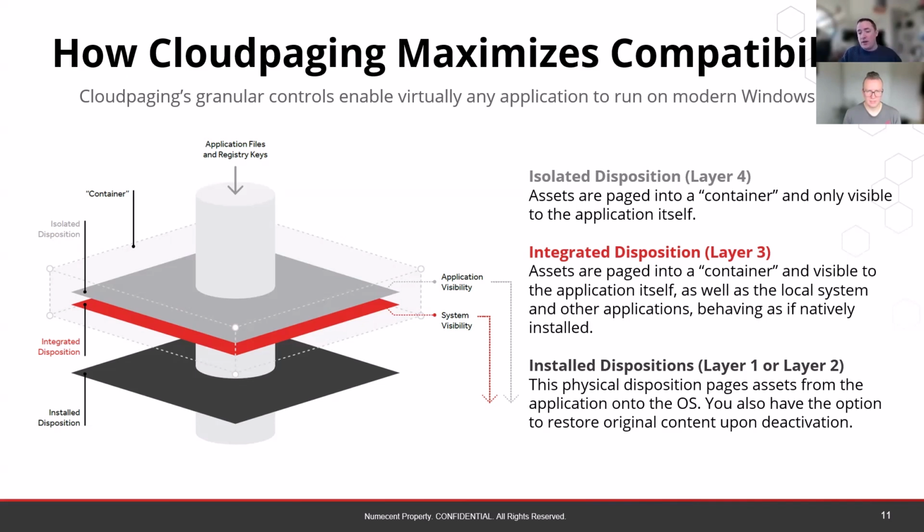Also pretty unique in terms of container products and virtualization products, we have our install disposition layers, layer one and layer two. This essentially means you're able to deliver your application dynamically using our container, but those components, the entire application, can be just as though it's installed without any isolation applied.